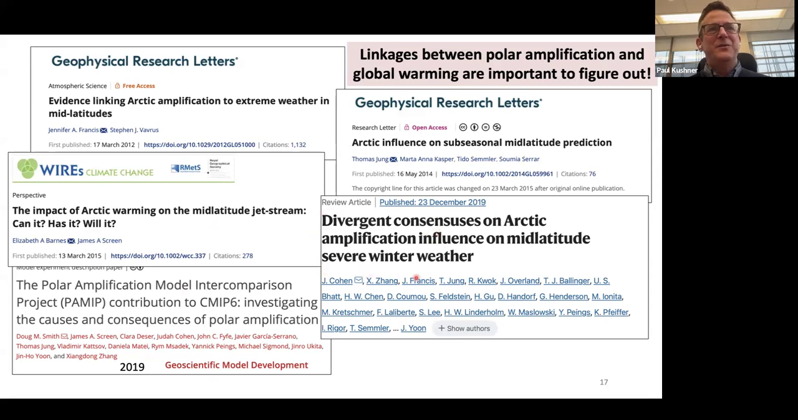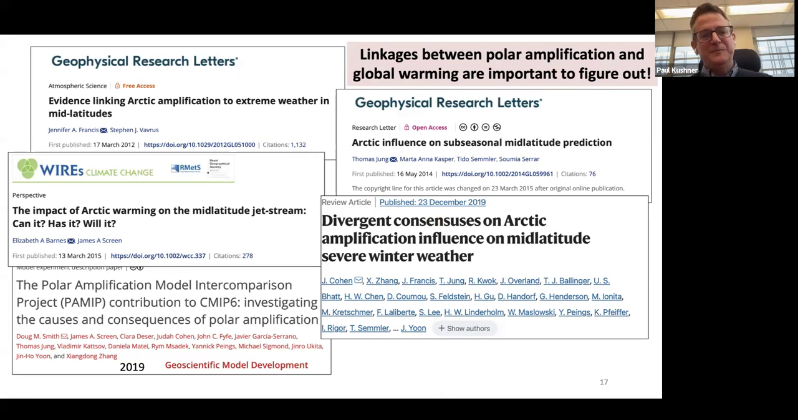Here's a way of including everybody by saying divergent consensuses. So it's not even divergent consensus. There's multiple consensuses and they're divergent. So it's really hard to understand what that means. But I think there's some clusters of understanding in this weird space of scientific inquiry. So the linkages between polar amplification and global warming are important to figure out, I would say. Because if we could constrain polar amplification, we might be able to better constrain some of the questions about the consequences of polar amplification.